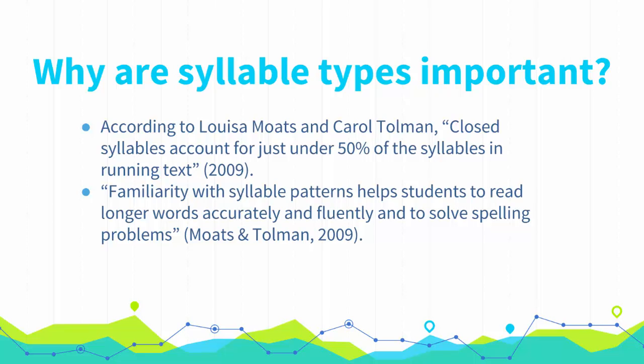Why are syllable types important? According to Louisa Moats and Carol Tolman, closed syllables account for 50% of the syllables in running text. Familiarity with syllable patterns helps students to read longer words accurately and fluently and to solve spelling problems.